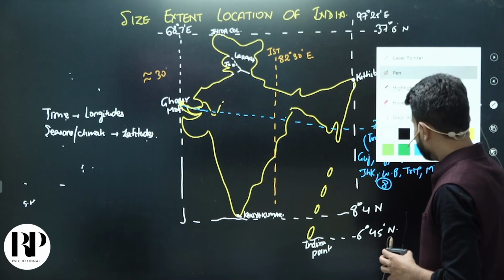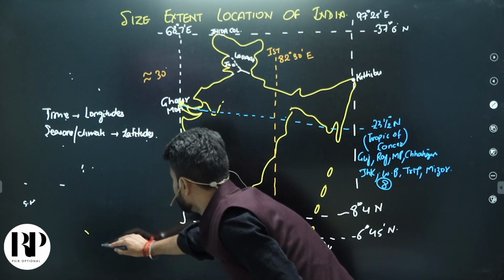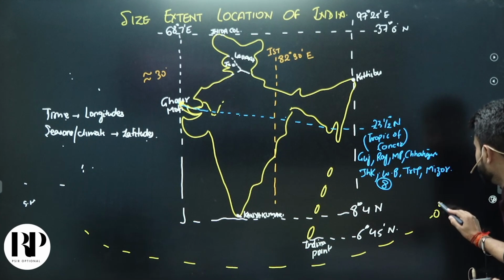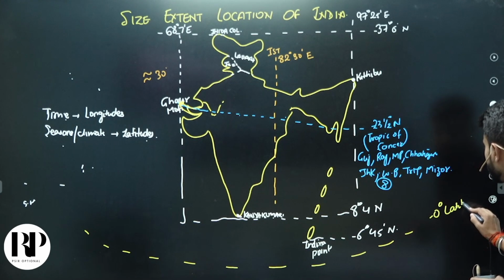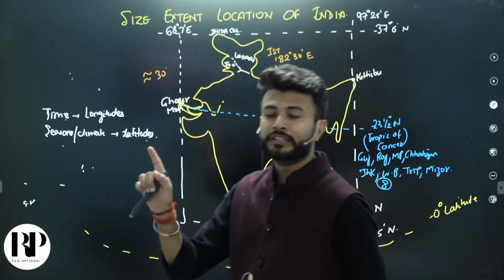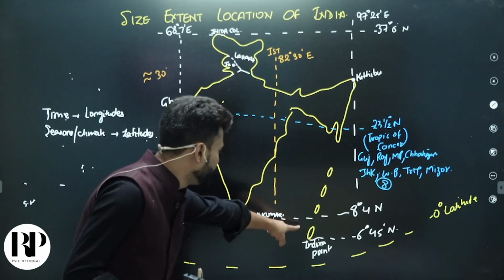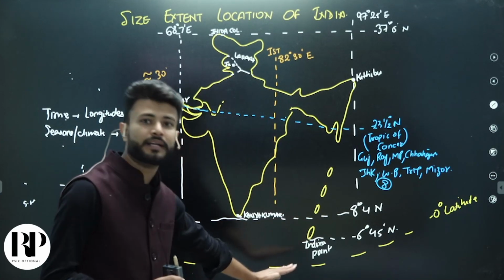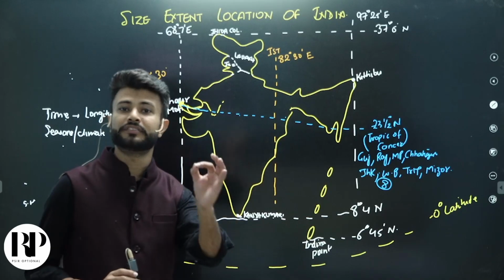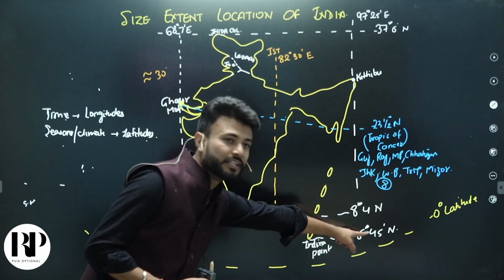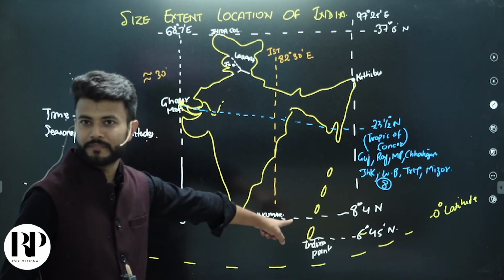Another aspect of India's location which we need to understand is that the equator is passing through this region. Okay, this is 0 degree latitude. So the equator is not passing through India, not even the Andaman and Nicobar Islands. Equator lies south of Andaman and Nicobar because equator is 0 degree latitude. The last point of Andaman Nicobar was 6 degree 45 minutes north. Right?